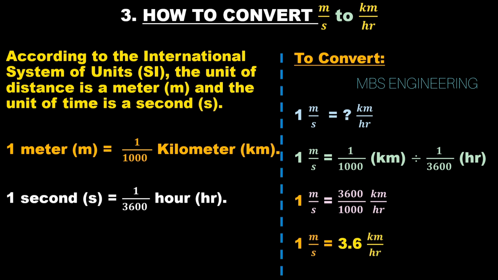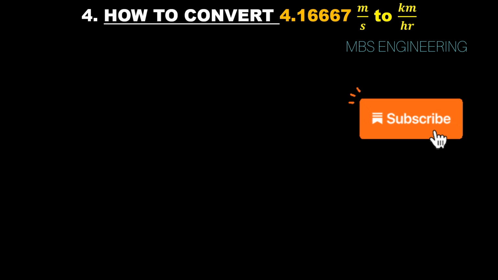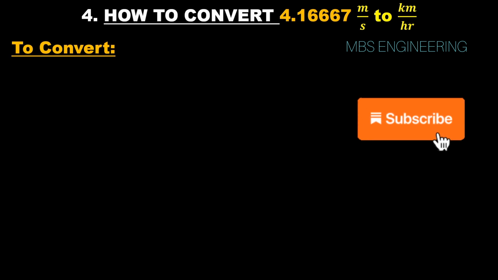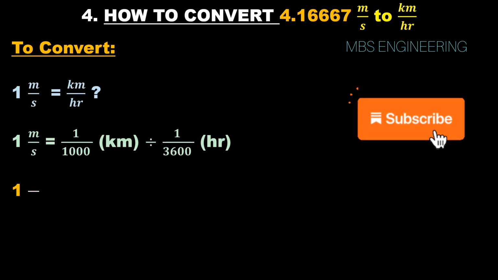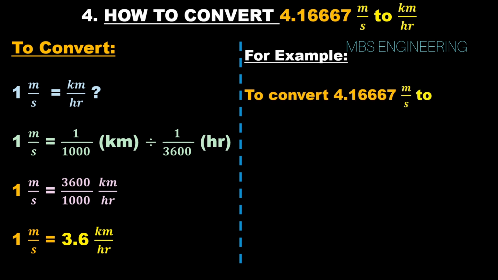Next, we will learn and understand how to convert 4.16667 meters per second to kilometers per hour. Next, as the previous slide explained, 1 meter per second is equal to 3.6 kilometers per hour. Next, we will understand a sample example, converting 4.16667 meters per second to kilometer per hour. 1 meter per second is equal to 3.6 kilometers per hour.